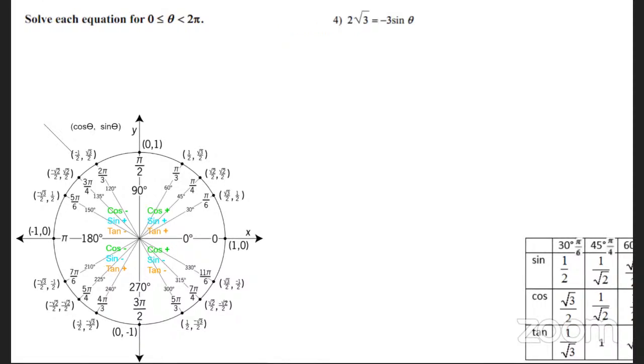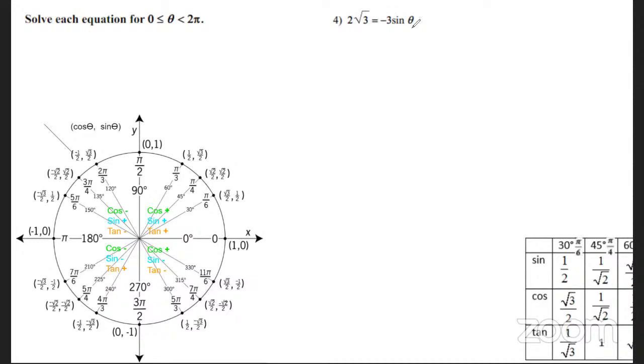All right, let's look at this one. We are still using, for every one of these I pulled from the worksheet, the same domain: theta needs to be greater than or equal to 0, but less than 2 pi. So one trip around the unit circle for theta.